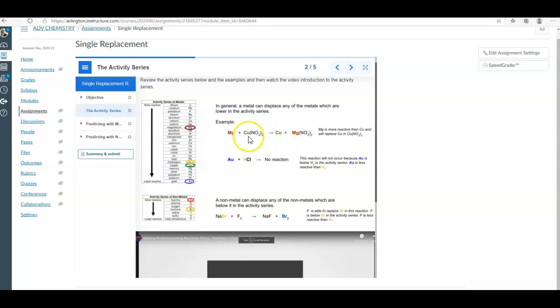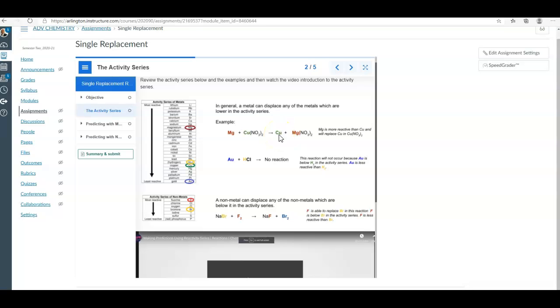Just like the example we just saw, here you have magnesium plus copper nitrate. Magnesium is high in the activity series compared to copper. Copper is right here below magnesium, which means that magnesium is more reactive than copper, and because of that, magnesium will displace copper in copper nitrate to give you magnesium nitrate and copper.